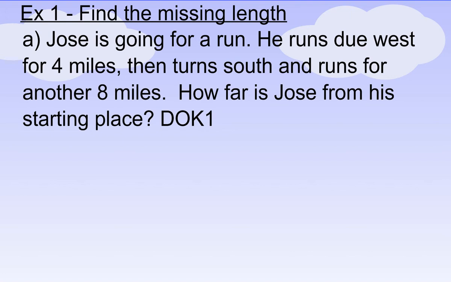The first one here says, Jose is going for a run. He's going to run west for 4 miles. So he starts here. He runs west 4 miles. Then he turns south and runs another 8 miles. How far is Jose from his starting place? So here's Jose, and here's where he started. We want to know, how far is Jose from his starting place?